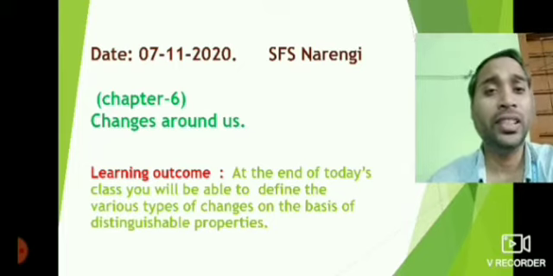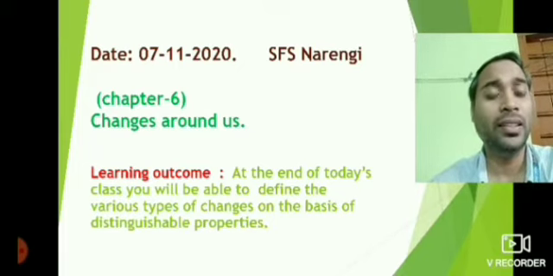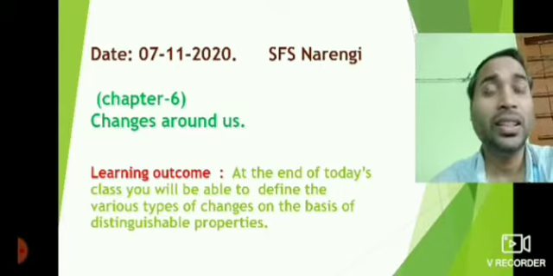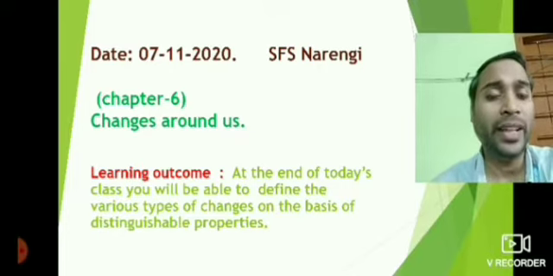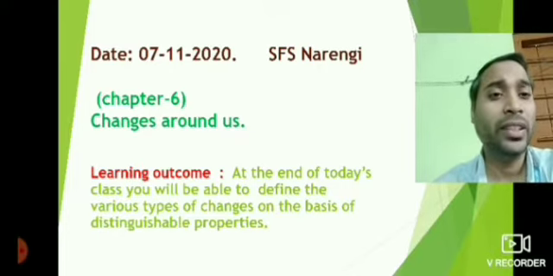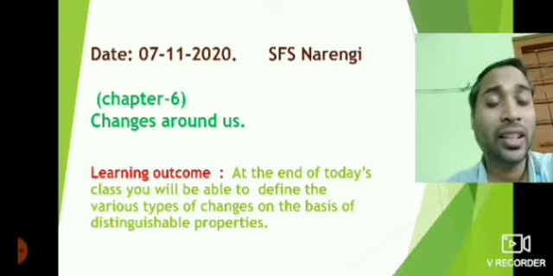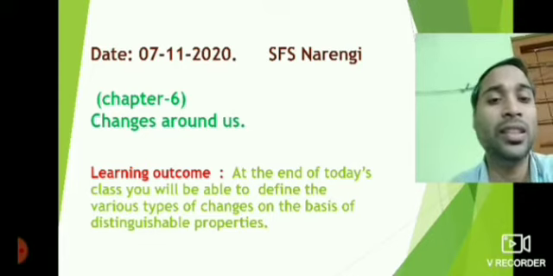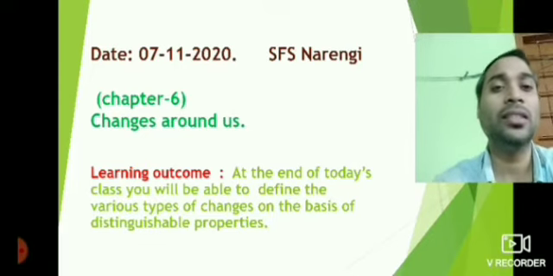So, we have already started chapter 6, that is changes around us, and in the last class we had a brief introduction of the different types of changes that we see in our surroundings. So, adding on to whatever we discussed in the last class, today we'll discuss a few more changes and their properties. How these changes differ from each other, we'll discuss all those in today's class.